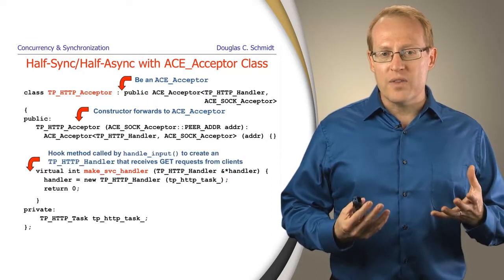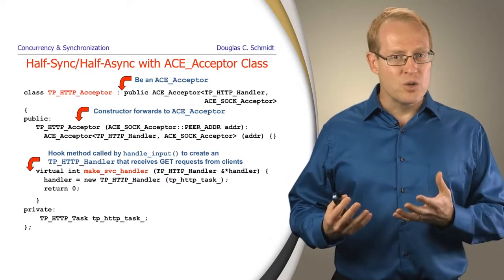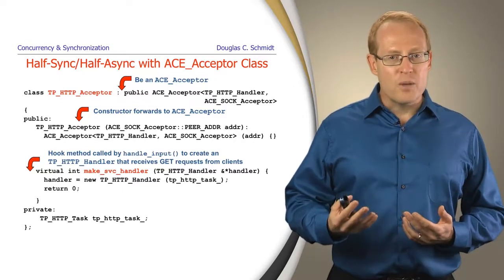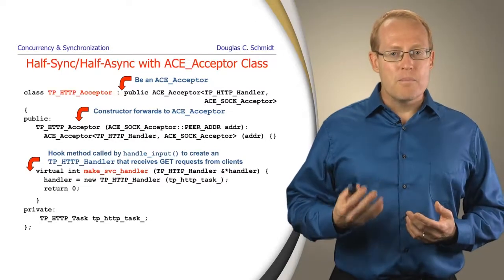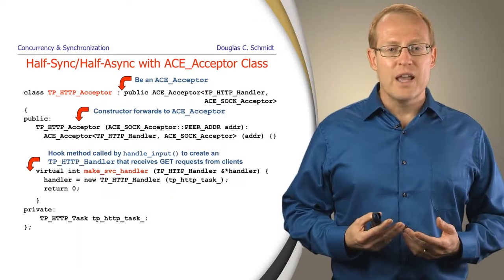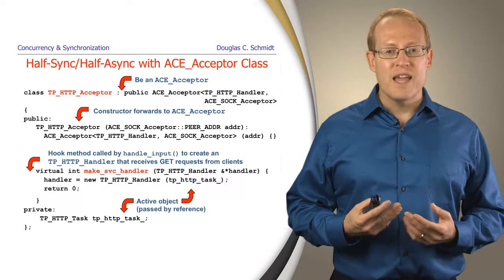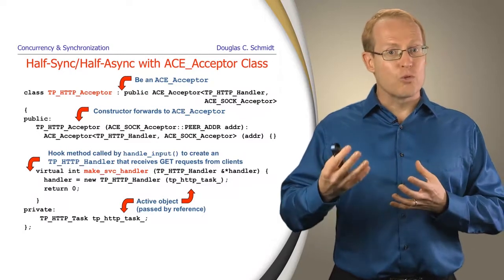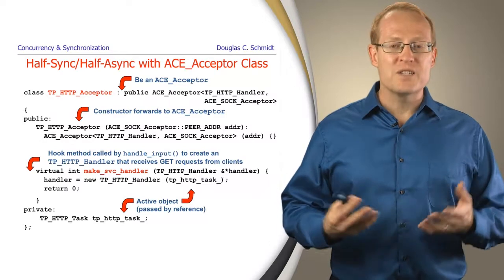And then if you recall the handle input template method that the acceptor uses when it gets a new connection coming in from a client somewhere in the network, one of the hook methods that the template method handle input calls back is called make service handler. And you can see here we will simply override make service handler in order to be able to spawn a new instance, or create a new instance, of the TP HTTP handler object. And that will also include a reference to the TP HTTP task object, which is the active object.